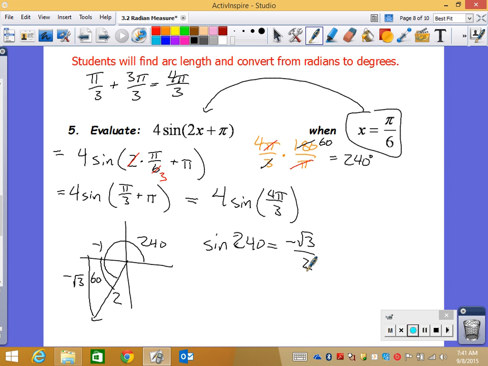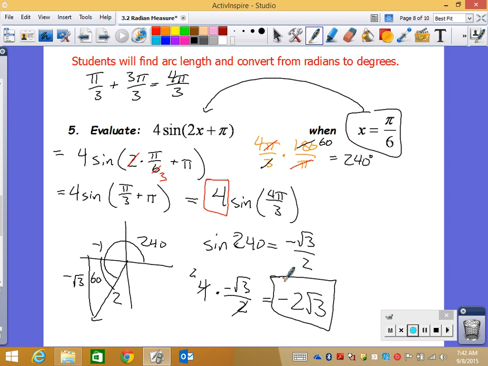Remember, we have this 4 that we have to tack on at the very end. So we're going to multiply negative root 3 over 2 by 4. Two goes into 4 2 times, so we're left with negative 2 square root 3 as my final answer. So don't get intimidated when you have this, when x is equal to pi over 6. Plug it in, simplify as far as you can, get it to one angle measure, and then solve from there.